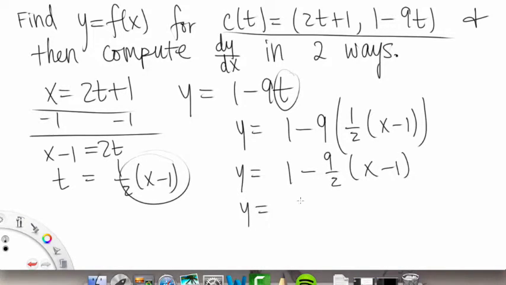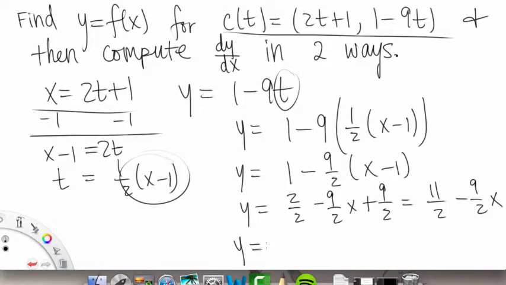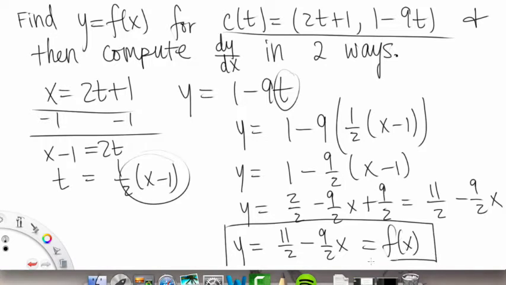So that is y equals 1, or I'll write 2 over 2, 2 over 2 minus 9 over 2x plus 9 over 2. Okay, so that's going to be 11 over 2 minus 9 over 2x. Now we're down to the simplest form, basically. So y equals 11 over 2 minus 9 over 2x, which is a function of x. So step 1 is done.